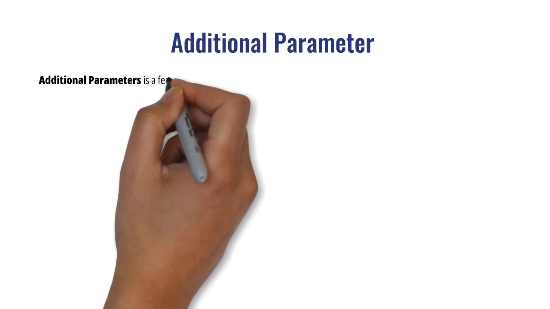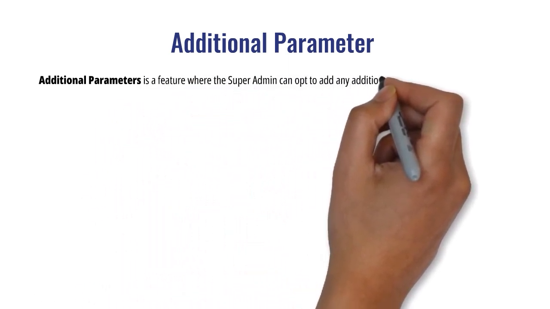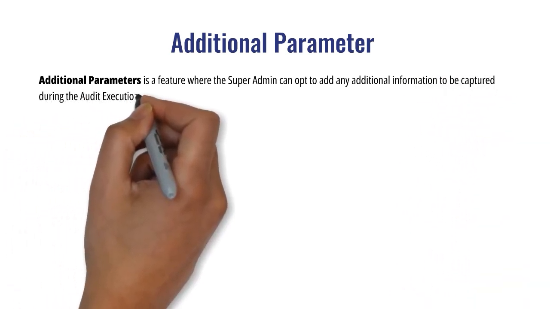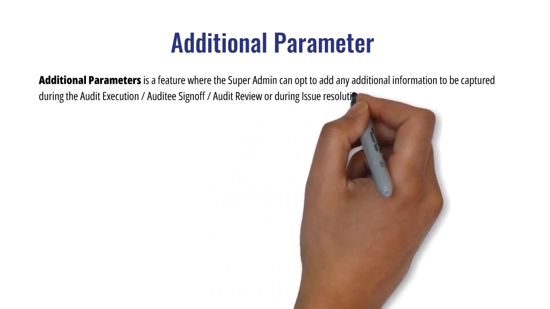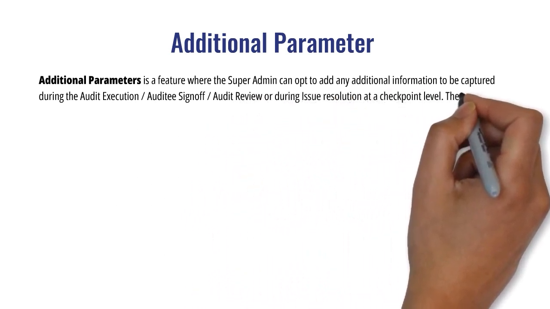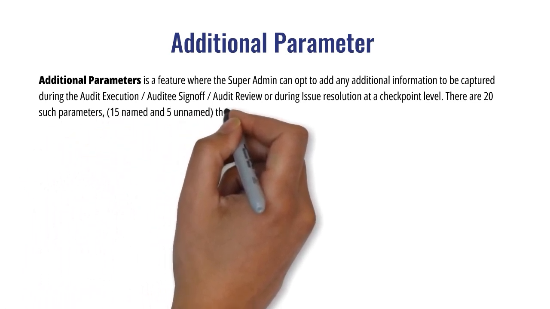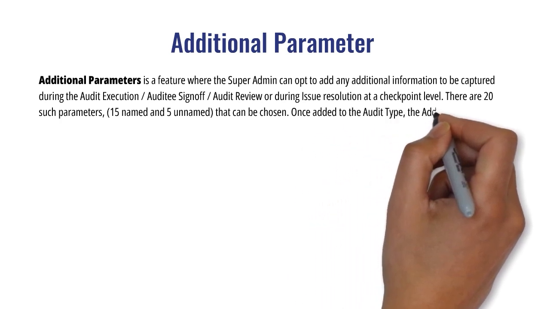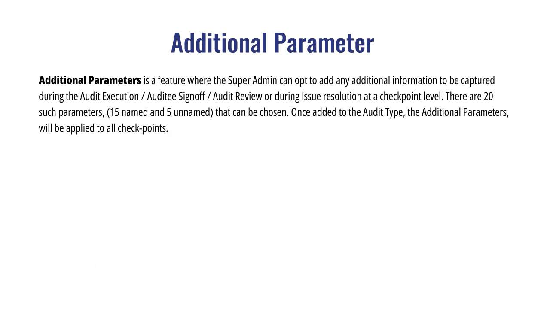Additional parameters is a feature where the superadmin can opt to add any additional information to be captured during the audit execution, Auditee Signoff, audit review, or during issue resolution at a checkpoint level. There are 20 such parameters, 15 named and 5 unnamed, that can be chosen. Once added to the audit type, the additional parameters will be applied to all checkpoints.